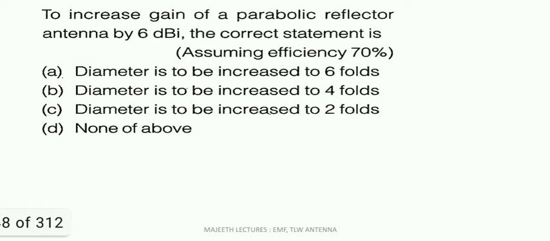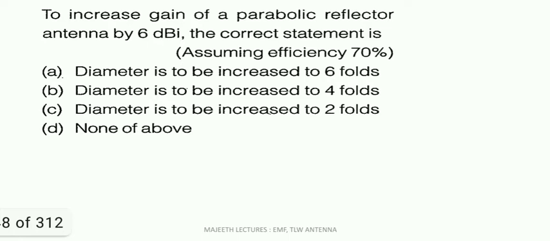Parabolic antenna, we have to increase the gain by 6 dB. What we have to do with the diameter? So first we know the equation for parabolic antenna. First you must know, before that we write a gain equation. G is equal to eta D. Why I am writing this equation? Because they have given some approximate efficiency. So first we write this.